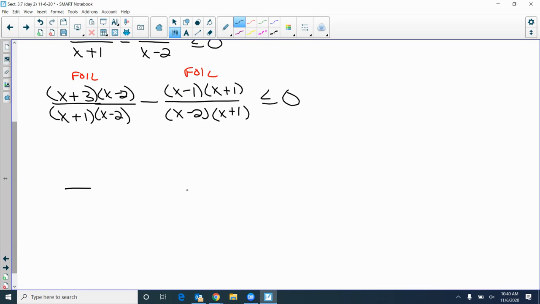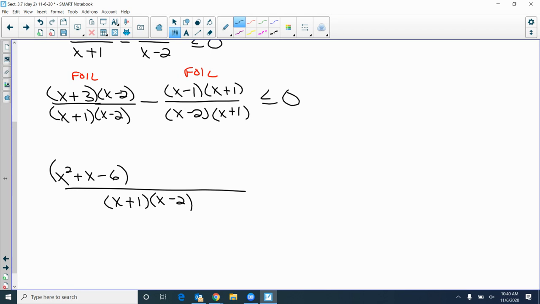And now it's all going to be just over x plus 1 times x minus 2. But I got a FOIL and that gives me x squared plus x minus 6. I'm going to put that whole thing in parentheses. Minus, what do you get when you FOIL the top? Not too bad. It's just what? X squared minus 1. So minus x squared minus 1.